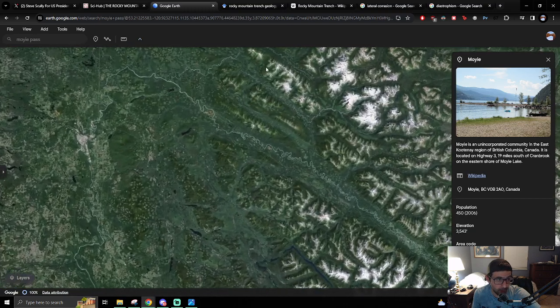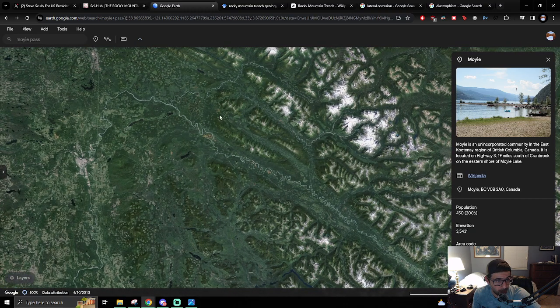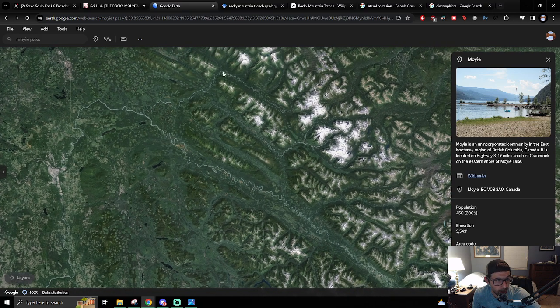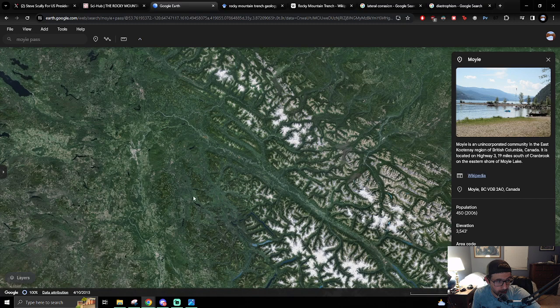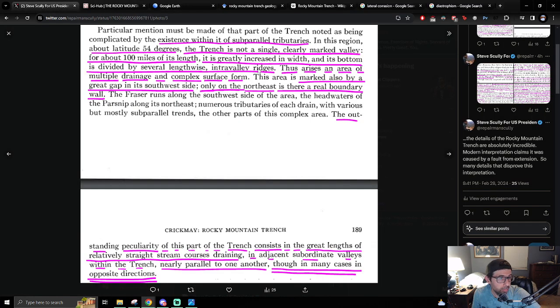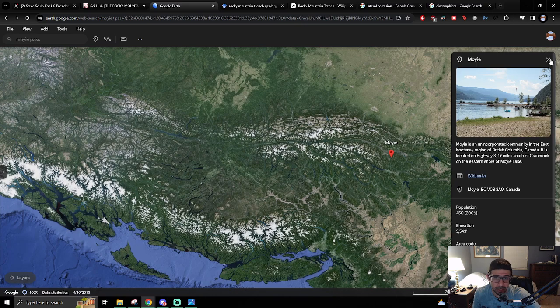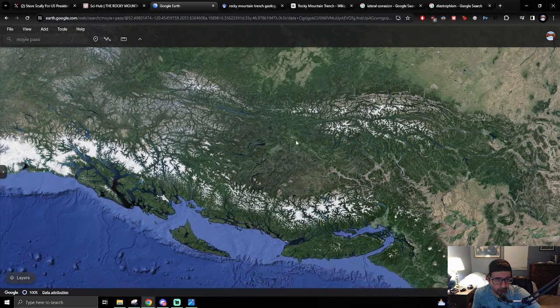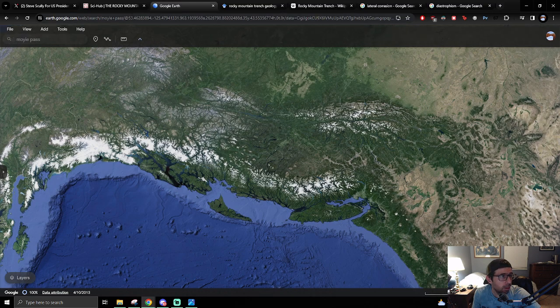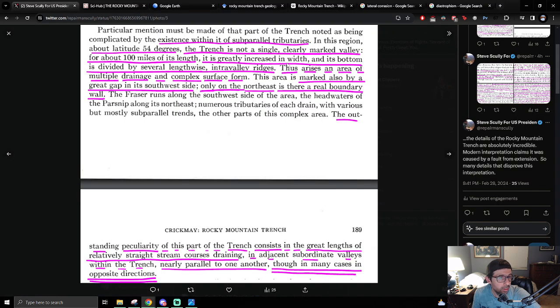He's probably talking about this, where it has one here, one here, one here, here even, possibly here. Maybe I can zoom out real quick, which is here. Get rid of that. It's here in the grand scheme of things. We're just past this. Thus arises an area of multiple drainage and complex surface forms.